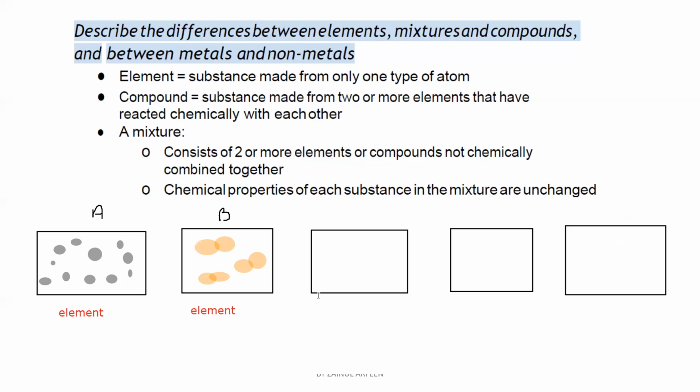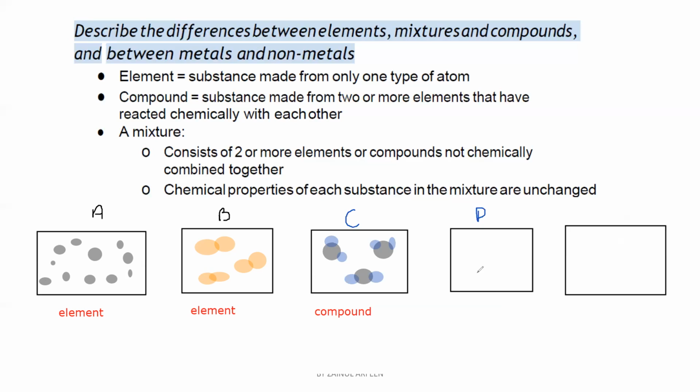What about a compound? When different types of atoms chemically join together, and it can be two or more, but different types of atoms chemically joined. So what do we call this substance? We call this substance a compound, because there are different types of atoms and they are chemically mixed with each other.